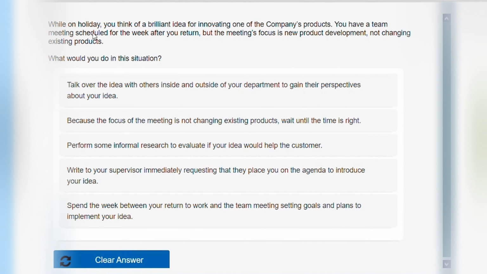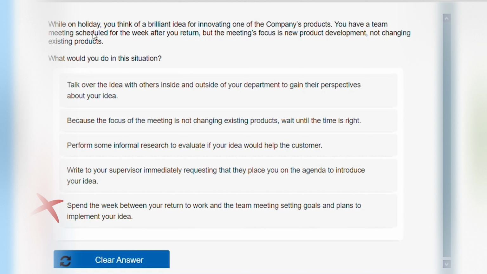Number 6, while on holiday, you think of a brilliant idea for innovating one of the company's products. You have a team meeting scheduled for the week after you return, but the meeting's focus is new product development, not changing existing product. Again, start with elimination. The last option can be eliminated because before even talking the idea, you can't be just thinking of plans for implementing the idea. So this one is a no.